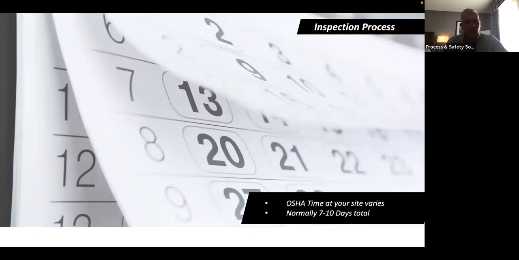Oftentimes I get asked, how long can OSHA be at your site? I've seen OSHA be at sites for as long as 5.5 months, almost using the whole 6-month period on site, but that's not normally the case anymore. I think since the refinery pleas were completed, OSHA has gotten this down to normally about 7 to 10 days total. If it's a smaller facility, like a small gas plant, small chemical plant, or ammonia refrigeration plant, it might be 2 to 3 days when they're actually on site. And that includes the walkthrough, document request, and then interviews.